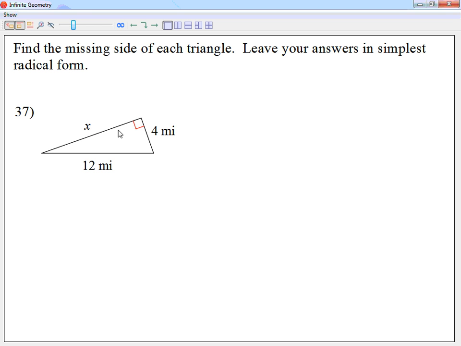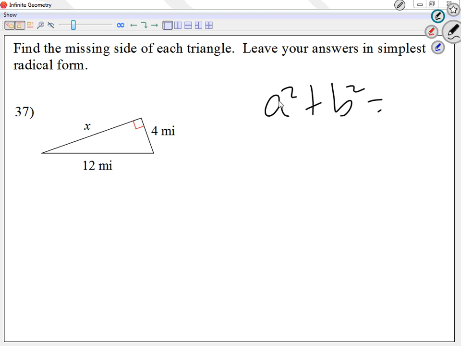There's a right triangle. I know two sides. I need to find the third one. So I think of the Pythagorean Theorem. a squared plus b squared is equal to c squared. Find the missing side of each triangle. Leave your answers in simplest radical form.